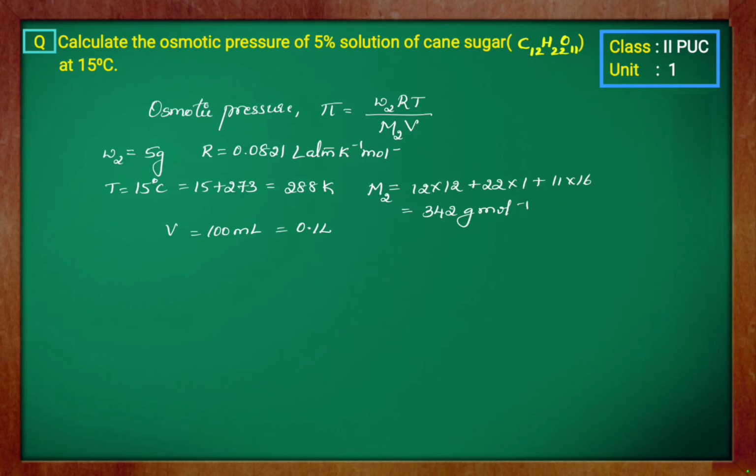Now let's substitute all these things into the expression for osmotic pressure. So therefore, osmotic pressure pi is equal to W2, that's 5, into R is 0.0821 into T, which is 288, divided by M2, which is 342, and volume, that is 0.1 in terms of liter. After simplifying this, we get the osmotic pressure of the solution as 3.457 atmosphere.